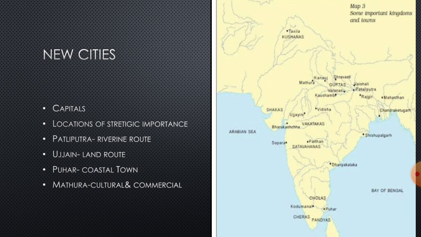Ujjain, if you look at the map, was located on the land route, midway to the coastal area. Some cities like Bhokar, towards southeastern India, were coastal towns. Mathura began to develop as a cultural, commercial and political center. You can locate these places on the map on your screen.